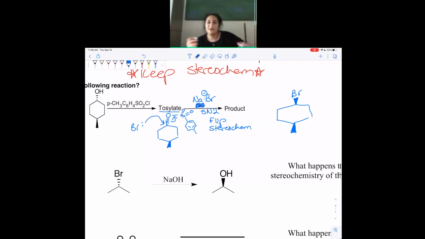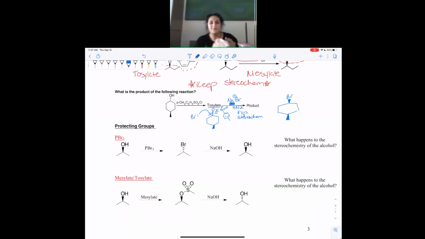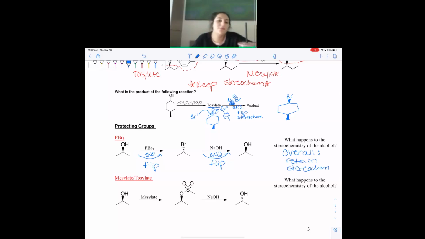Absolutely. So this would be your answer. And just to summarize all of that, I made this little protecting group summary. So if we have PBr3, first step is SN2. So what happens to the stereochemistry? Keep or flip? Flip. All right. And then if we want to go back to the alcohol, that's also SN2. So what do we do? Keep or flip? Flip. Exactly. So overall, what happens to the stereochemistry? Nothing. So overall, we retain stereochem. And that's when we bring back the alcohol.